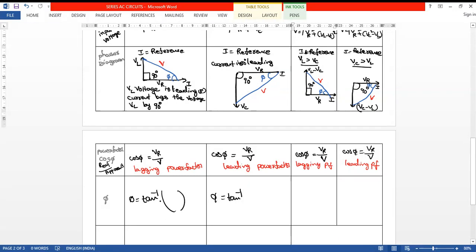Phi is equal to tan inverse of sin by cos. Sin means VL by VR, here also VC by VR. Here phi is equal to tan inverse of VL minus VC by VR. Similarly, here phi is equal to tan inverse of VC minus VL by VR.